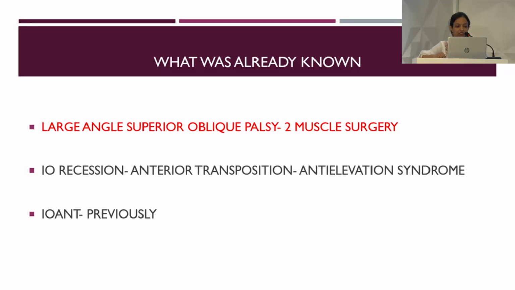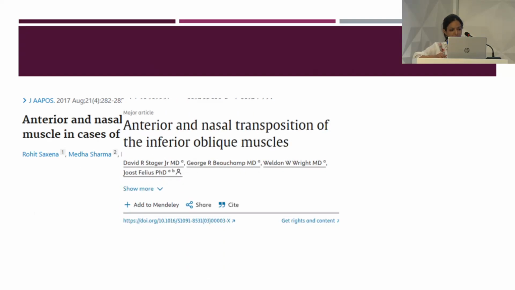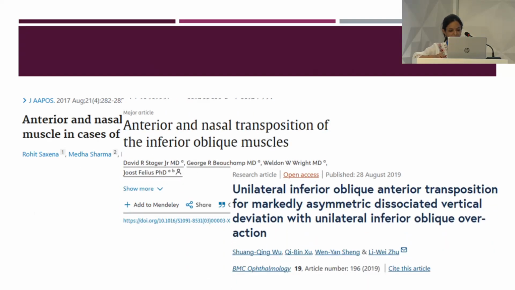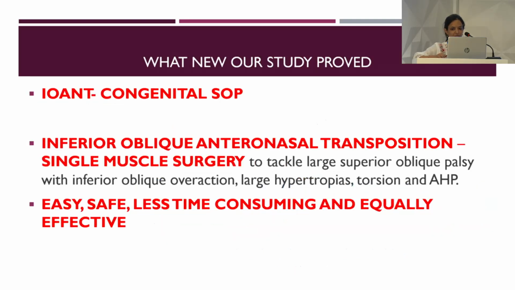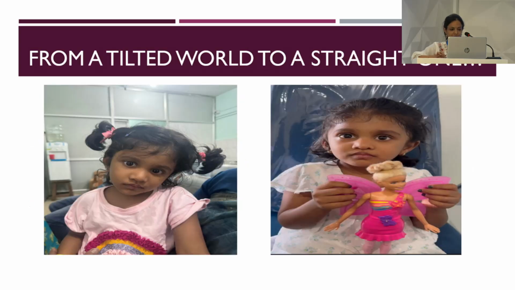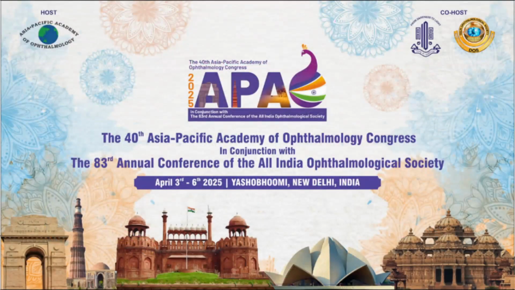So what was already known is that large angle superior oblique palsy needs 2 muscle surgery, but there is also a risk of anti-elevation syndrome, and the risk of recurrence and residual IO overaction as well. But IO anterior nasal transposition had been studied earlier by many doyens in strabismology. What we are trying to tell from this study is that it can be done in congenital SOP also. It is easy, safe, less time consuming, and equally effective, and very effective in tackling large angle inferior oblique overaction, large hypertropias, torsion, and AHPs as well. Thank you.